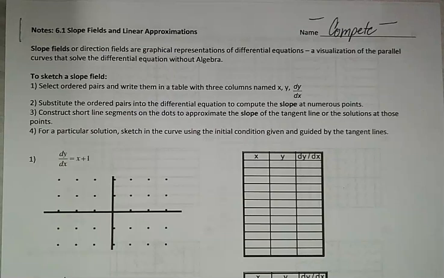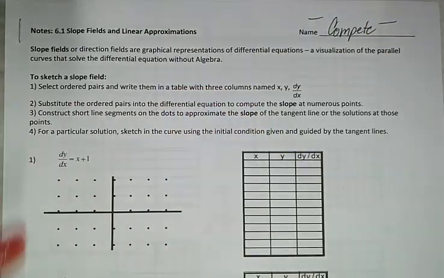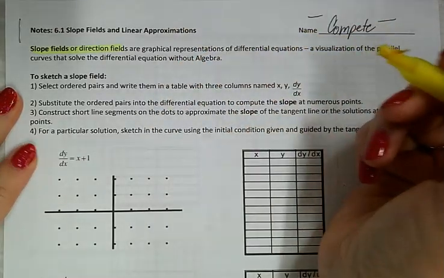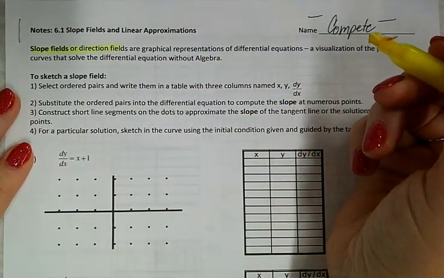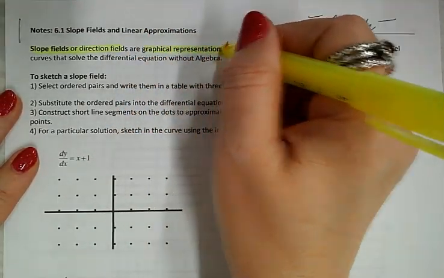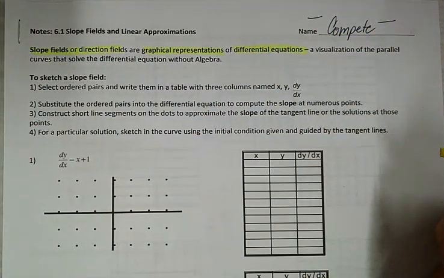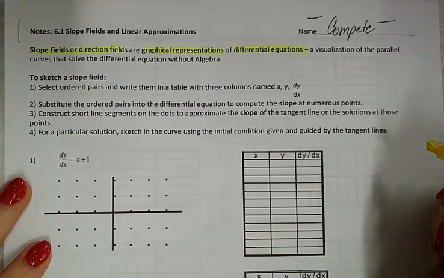So basically what we're doing here, and it's in the first line where it says slope fields or direction fields. So these are little graphs of tangent lines that show the slopes at various points that are given. It's a graphical representation of a differential equation. It gives the picture. And so when we look at the slope field and we solve, the picture looks like the general solution.